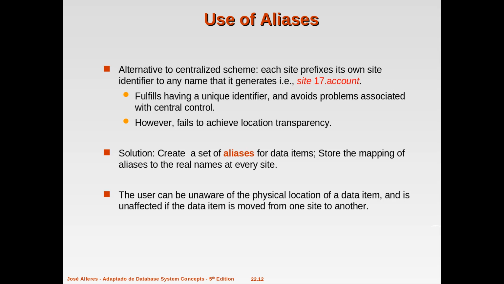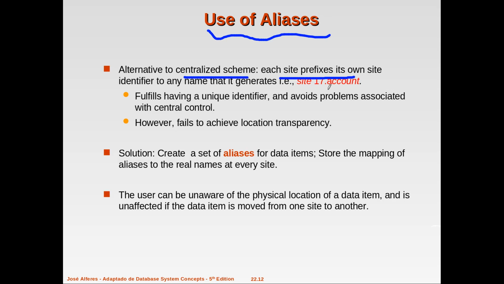Now the second mechanism is the use of alias. Alias means we are giving different names for the same item. Right, we are giving different names for the same item. So as an alternative to the centralized scheme, that is the name server scheme, in a system that uses aliases, every site prefixes its own site identifier to provide the name.